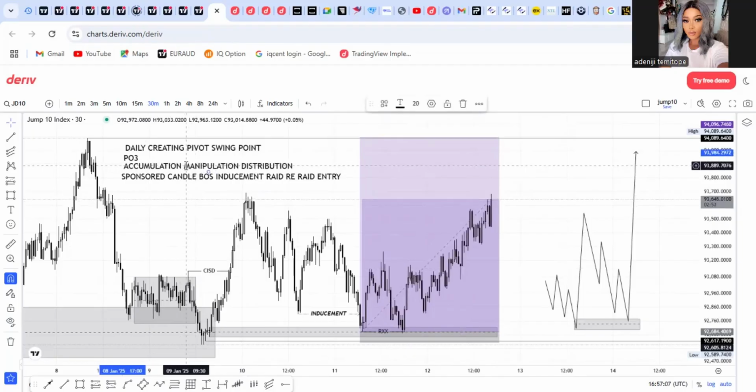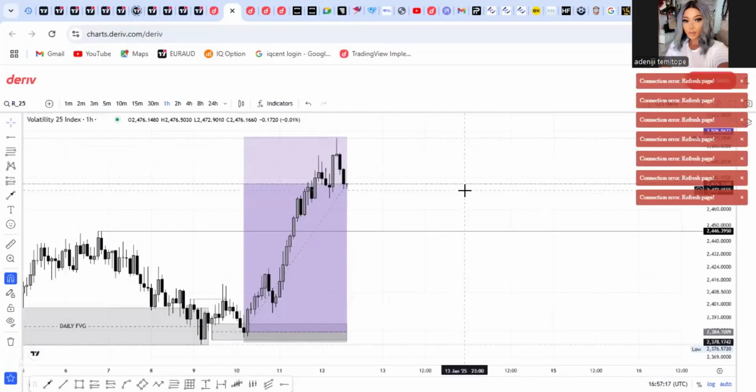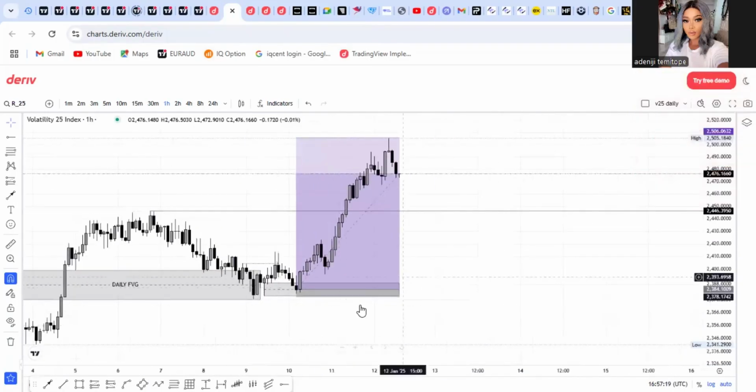When you just see them forming, you try to be calm enough and be patient and wait for price to come towards the sponsored candle. I'm going to show you another one. I'm going to be explaining this in my next class.